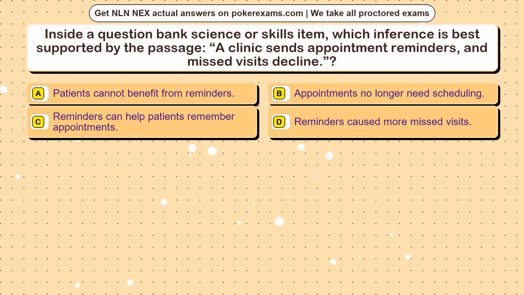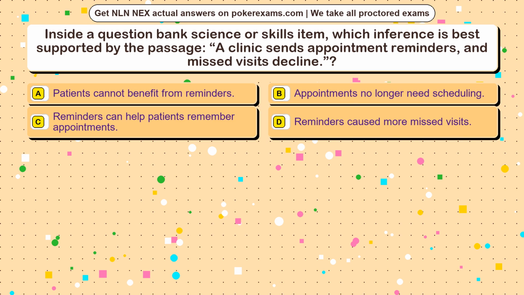Question 24. Inside a question bank science or skills item, which inference is best supported by the passage? A clinic sends appointment reminders, and missed visits decline. Option A, patients cannot benefit from reminders. Option B, appointments no longer need scheduling. Option C, reminders can help patients remember appointments. Option D, reminders caused more missed visits.